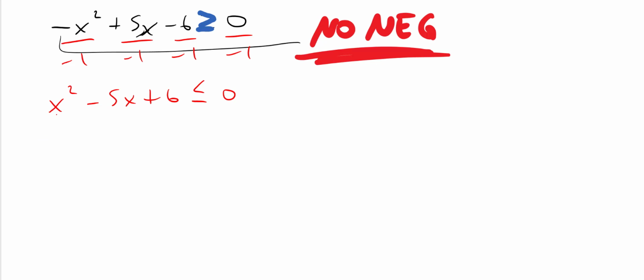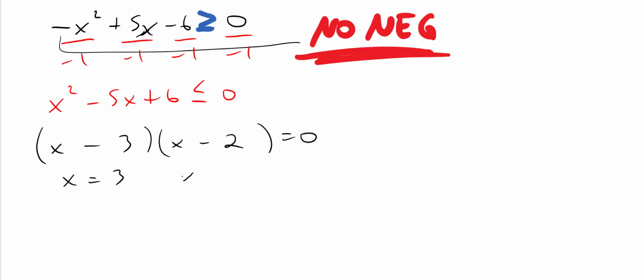All right, so let's go ahead and factor this baby. And again, you can use whatever method you want to factor. I'm just going to do it. Okay, and I get x minus 3 and x minus 2 equals 0. Okay, so x equals 3 and x equals 2. And I know that it's a less than, so I know it's a between problem.